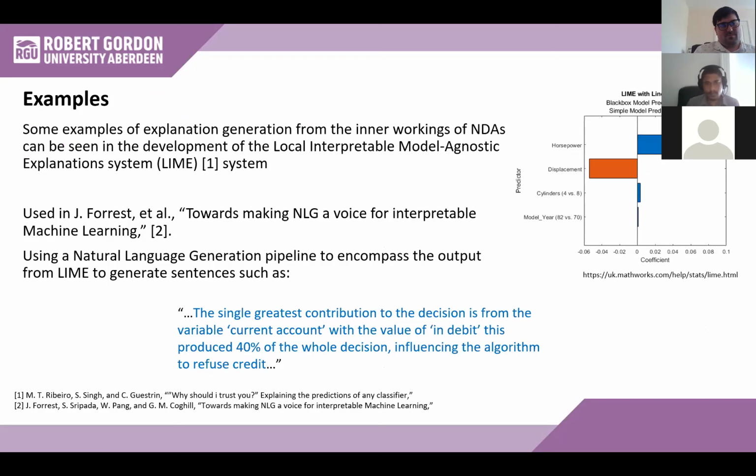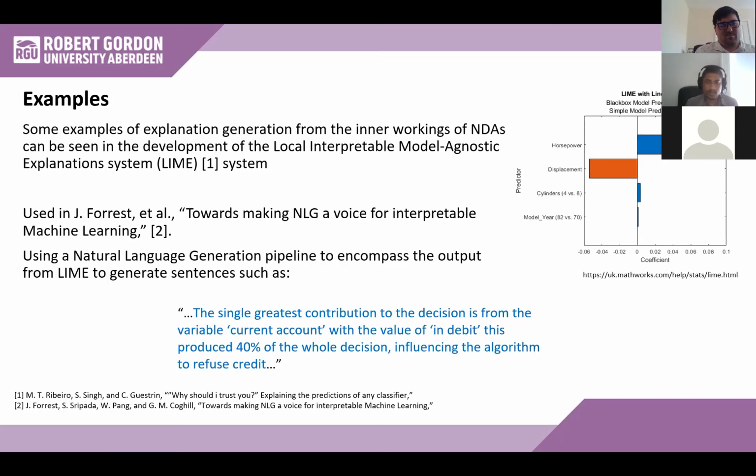Again, as mentioned earlier today, but I guess one of the downsides to going last is that if you take an example such as LIME, these can be used to take, in this case, the coefficients for specific classification problems, and you can use that in a natural language pipeline to generate sentences. An example that I've given on the screen is that, provided that you have a set list of sentences that you want to use, you can create something along the lines of, in this example, the single greatest contribution to the decision from the variable current account is the value in debit, and so forth.